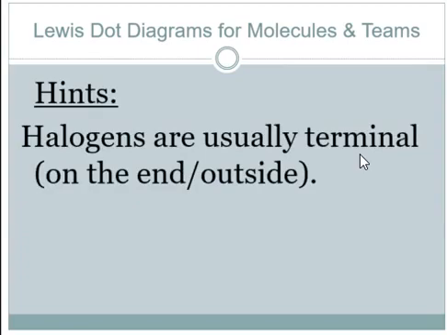Halogens are also usually terminal, so they're on the outsides. So if you have the same number of elements and you're deciding where to put an element, hydrogen's terminal and halogens are terminal. So hydrogens and halogens are terminal, unless they're the loner, then they're in the center.